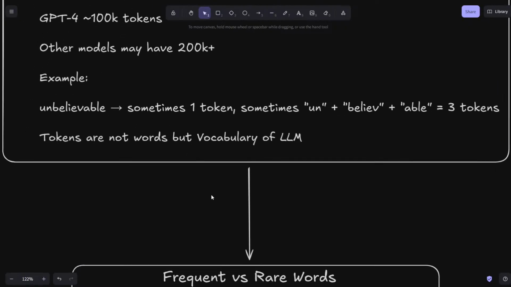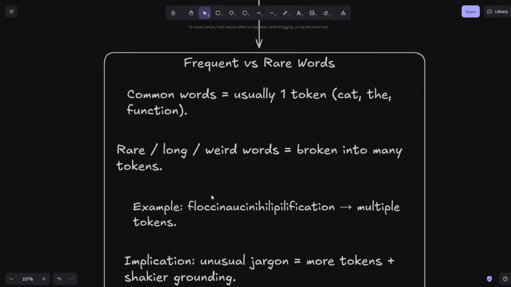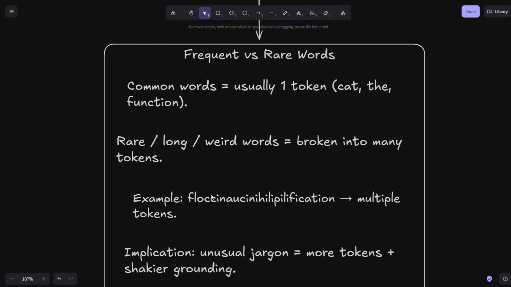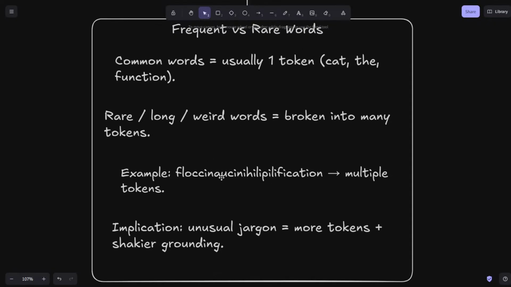I was a bit confused here. How does this assignment of tokens to each word work? Common words that appear a lot of times in the training, for example hello, cat, the, function, hold one token. Long and weird words that are not usually used in daily conversations are not added to the common dictionary words that hold one token.